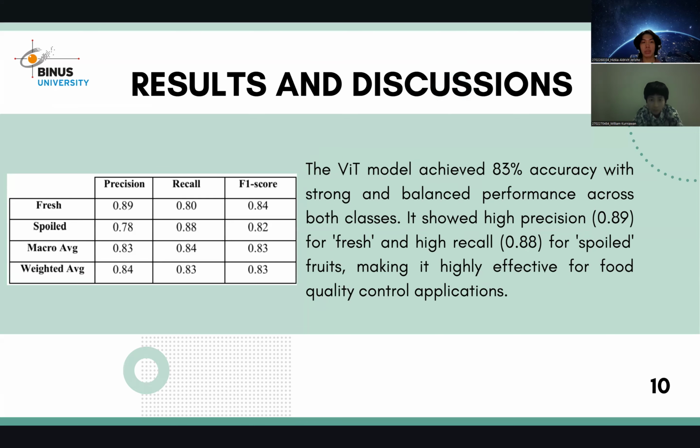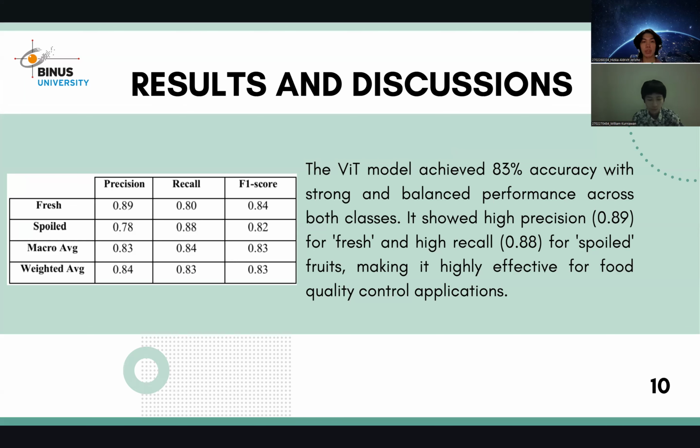And then in this slide, we see the evaluation result of the Vision Transformer or ViT model in food quality classification. The ViT model shows an accuracy of 83%, which means it performs higher than the previous CNN model. We can see that for the first class, the model achieved a very high precision of 0.89, meaning that the prediction of fresh fruit by the model is very accurate.